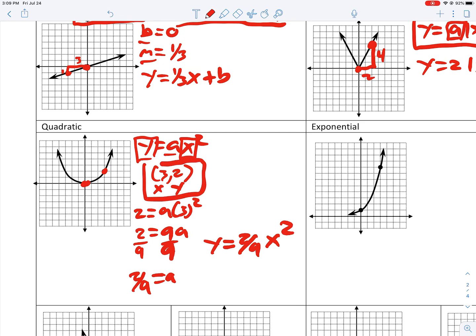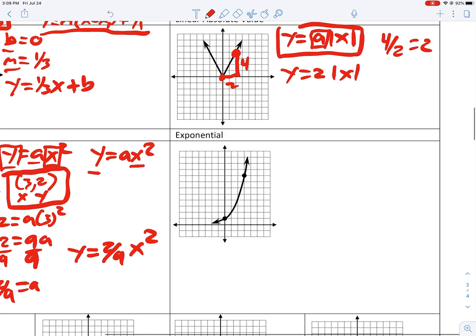So I solve for a by using the other point that was given to me. The vertex helps me get the original equation. That helped me to know that it looked like this, because it was at the vertex, (0, 0). This is the origin. Then I plug the point in for y and x to solve for a, and then that's all I need.